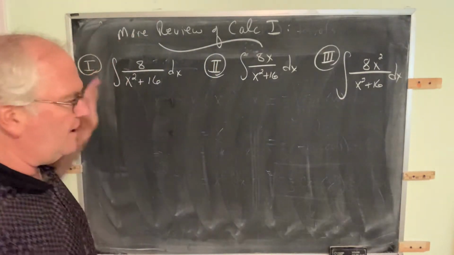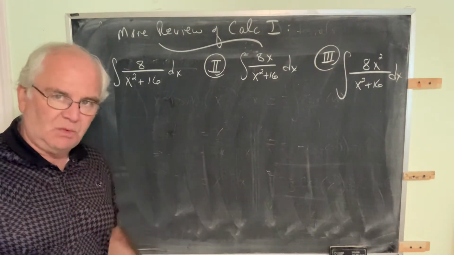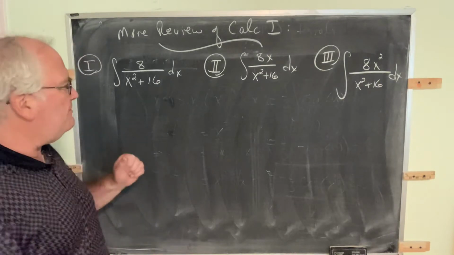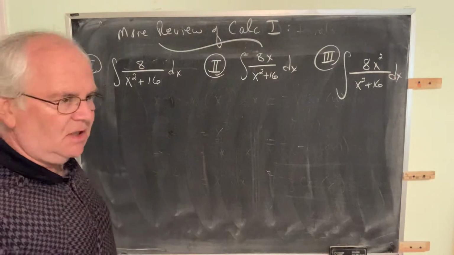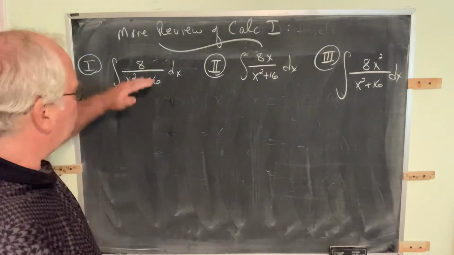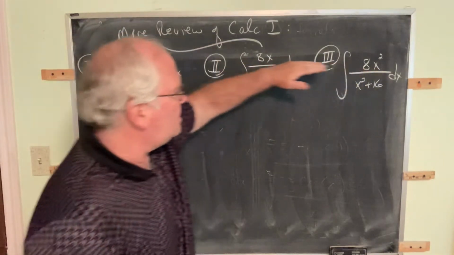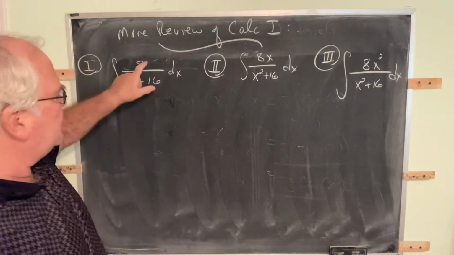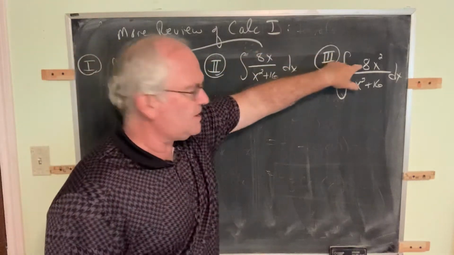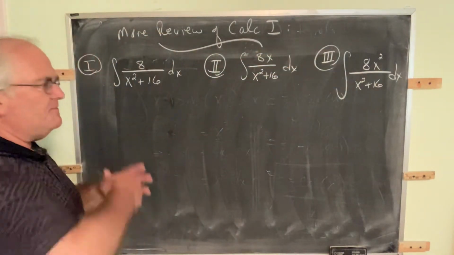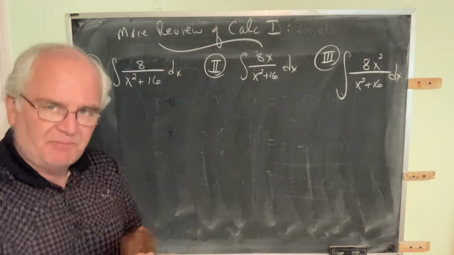Each of these 3 can be done with Calculus 1 techniques, which means at the very most it's going to require U substitution. But you'll see that each integrand is different. This has 8, this has 8x, this has 8x squared in the numerator. So the question is, how does each of these go? That's another piece of the puzzle.